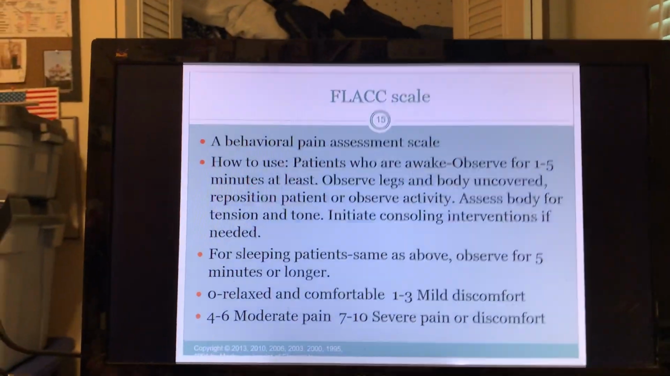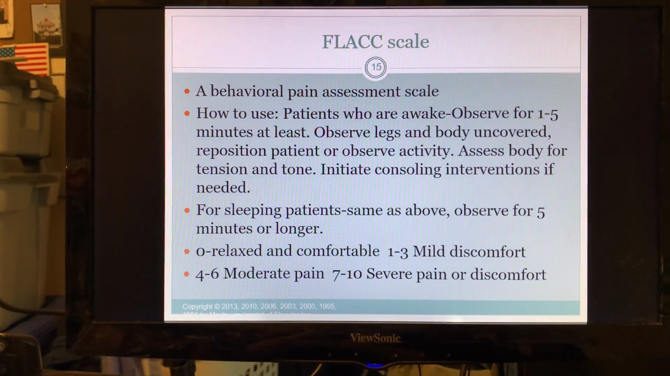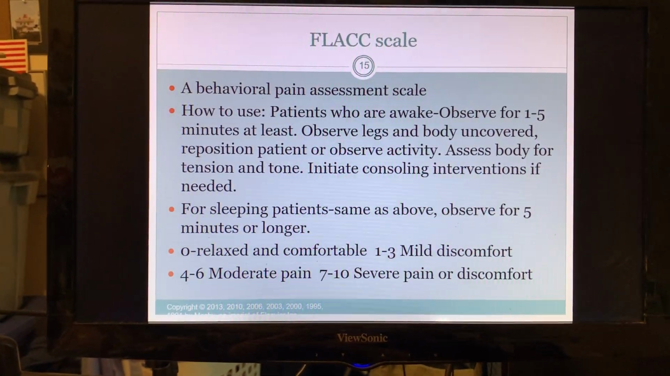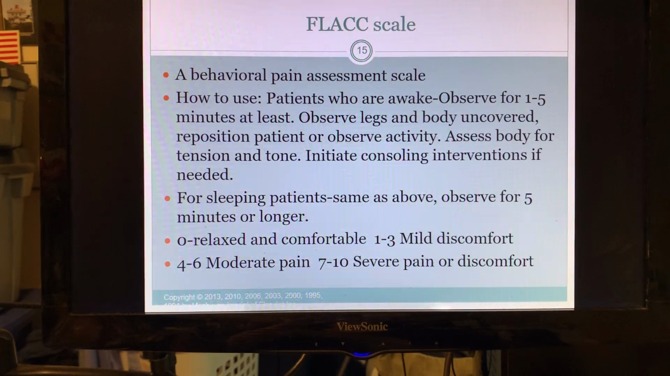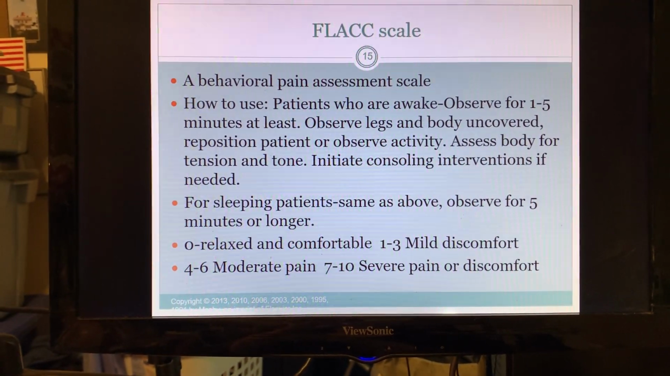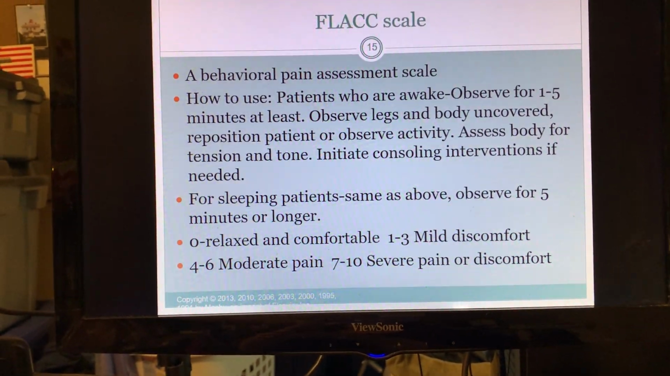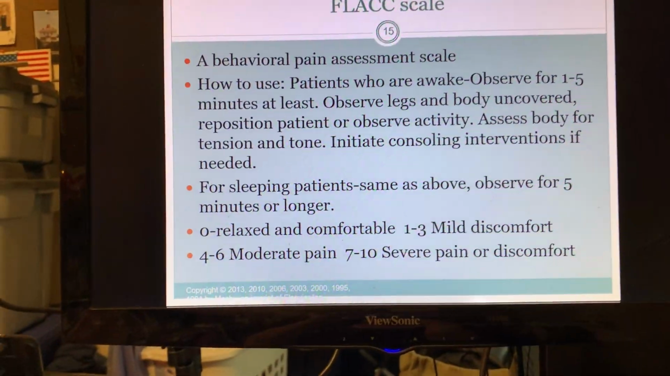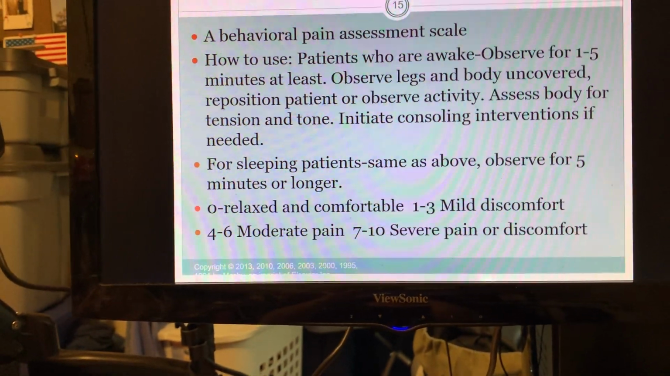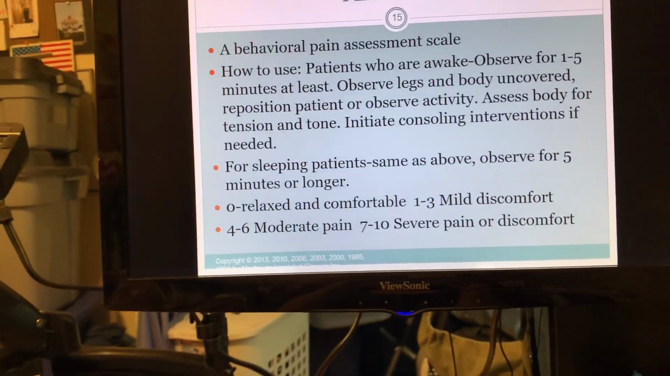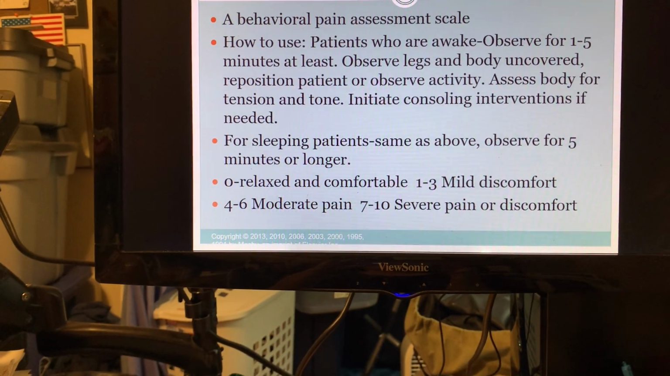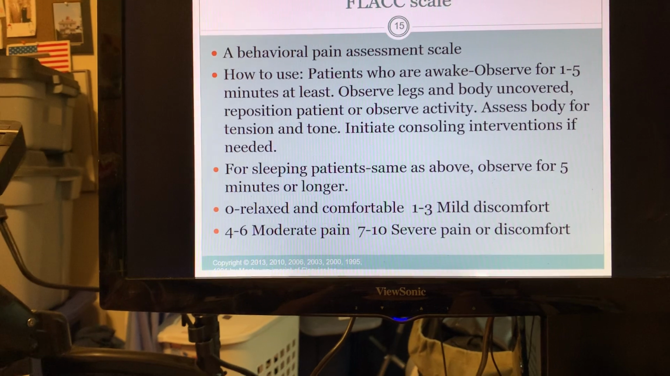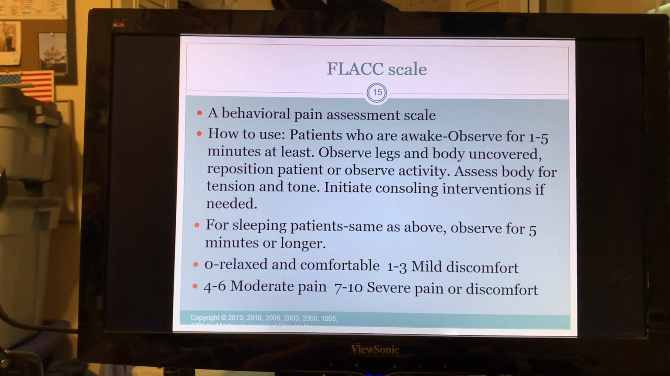Then you have to add up the various aspects of the scale. How are they behaving? Are they able to be consoled? Are they sleeping peacefully and comfortably, or are they exhibiting discomfort in their sleep? And you add up all the numbers. If 0 is your result, they're considered to be relaxed and comfortable. 1 to 3, mild discomfort. 4 to 6, once again, moderate pain. And then 7 to 10, severe pain or discomfort. And then we are told to treat the patient accordingly.